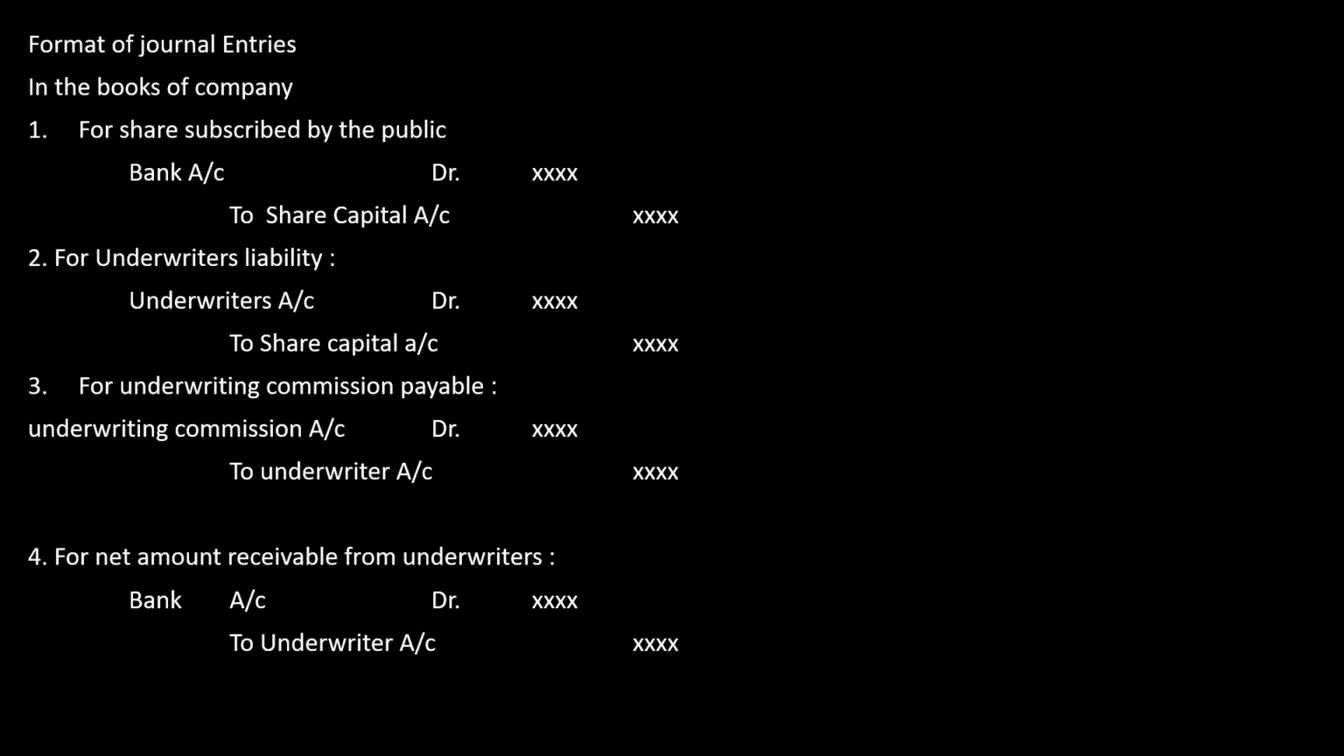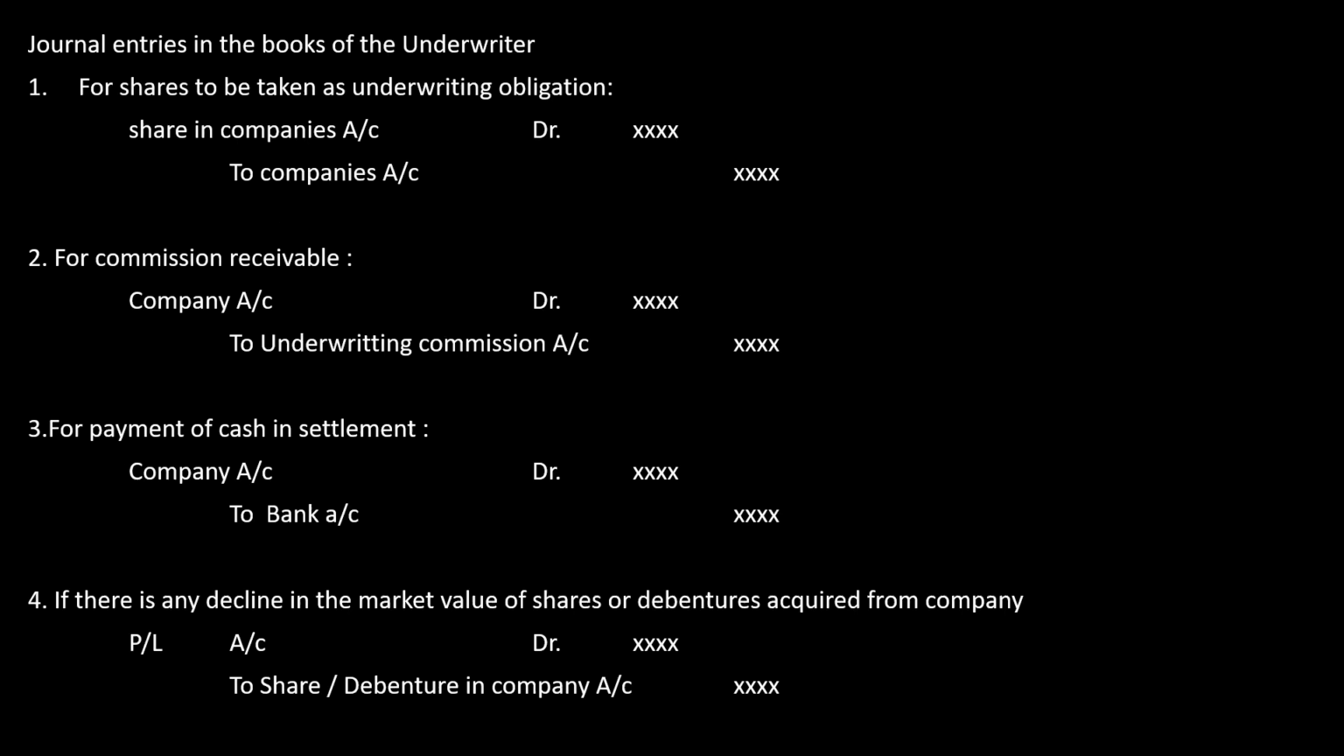Next, let us see the entries that are passed in the books of the underwriter. Let us go through the journal entry first, for the shares taken up by the underwriter, that is his obligation, his gross liability: Share in the Company debit to the Company's Account. Then the commission that is receivable by the underwriter from the company: Company Account debit to Underwriting Commission.